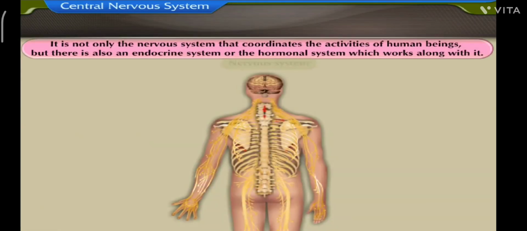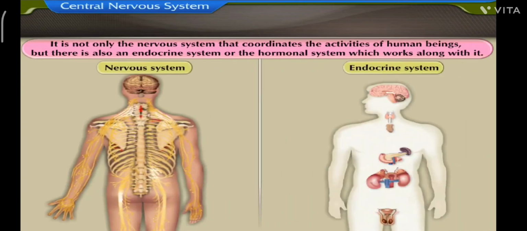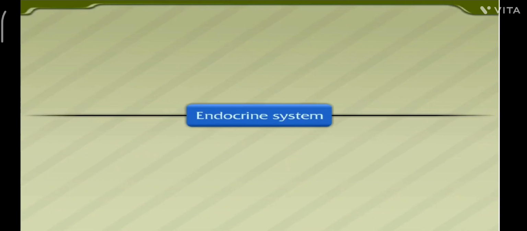It is not only the nervous system that coordinates the activities of human beings, but there is also an endocrine system or the hormonal system which works along with it. Endocrine system.